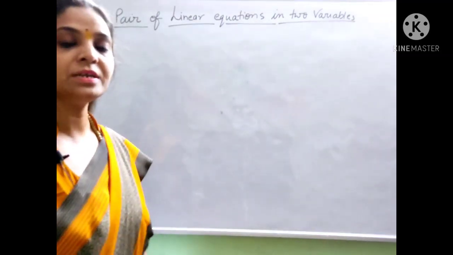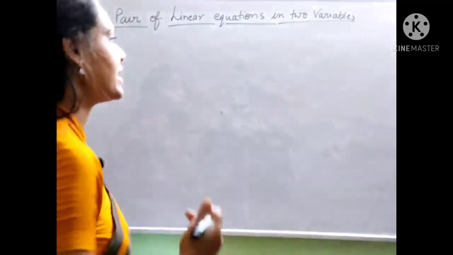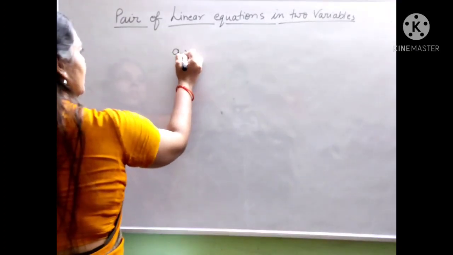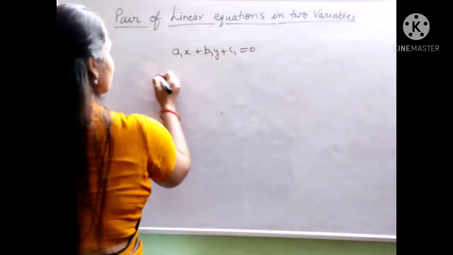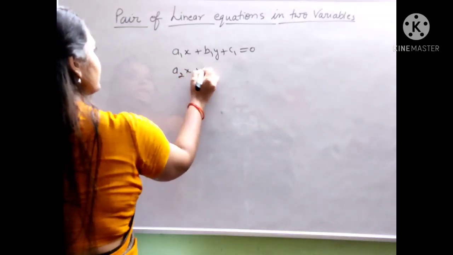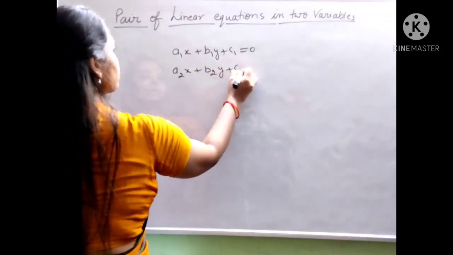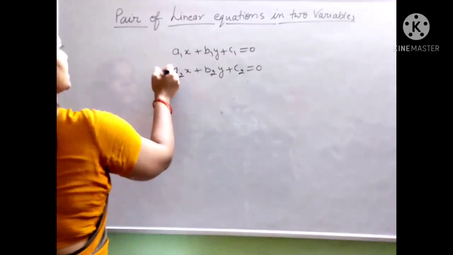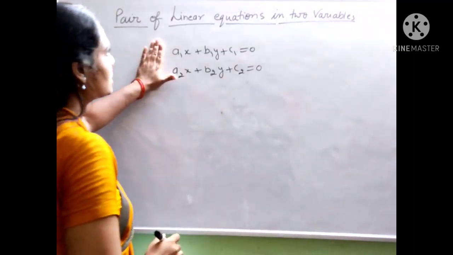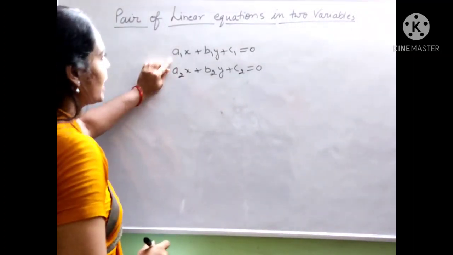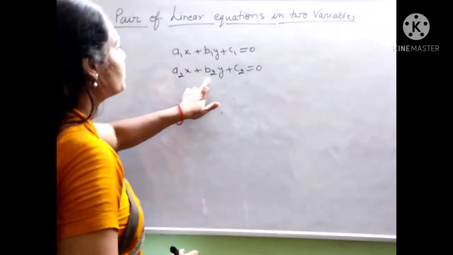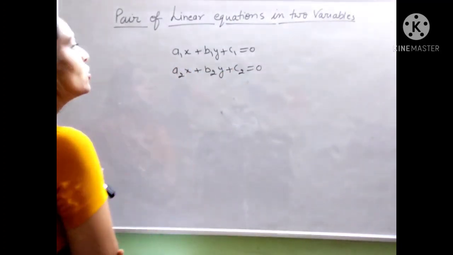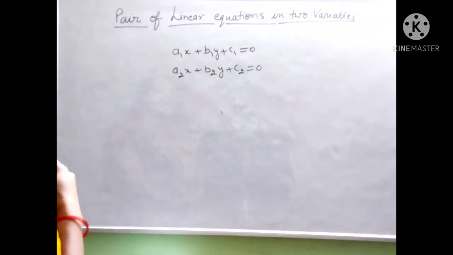Generally we represent a pair of linear equations as a1x + b1y + c1 = 0 and a2x + b2y + c2 = 0. These are the two equations where a1, b1, c1 are real numbers, a2, b2, c2 are also real numbers, and x and y are the variables.